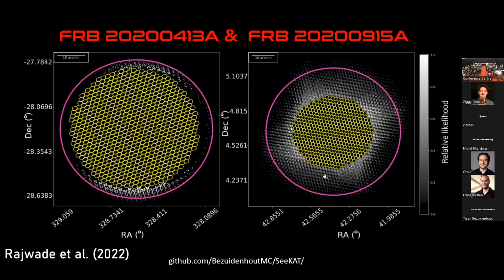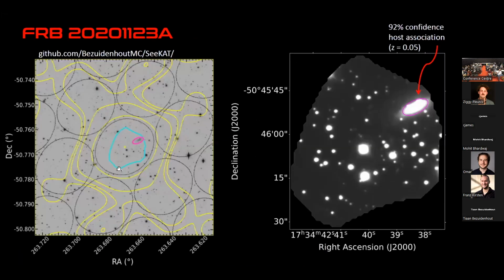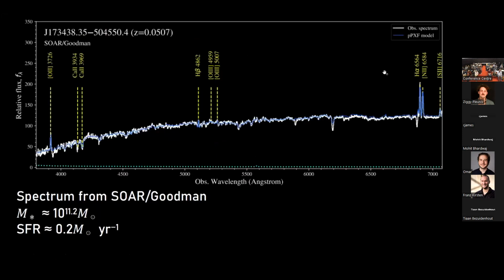Then the second one was an FRB that we got in one coherent beam. So again, we could model the beam response and thereby constrain the FRB to within the cyan contour, which is about a degree across. This was a bit more fruitful. We did a PATH analysis of the field, and we were able to establish a 92% confidence host association with this galaxy at z equals 0.05. We also got a spectrum with the Goodman spectrograph on the SOAR telescope, from which we got estimates for the stellar mass and the star formation rates, both of which are in line with the host galaxies of FRBs.